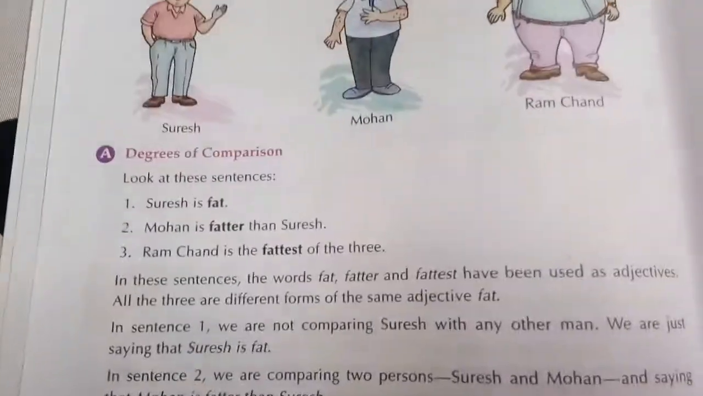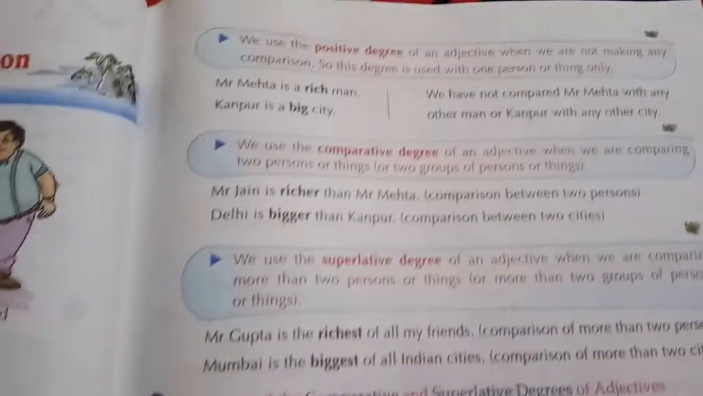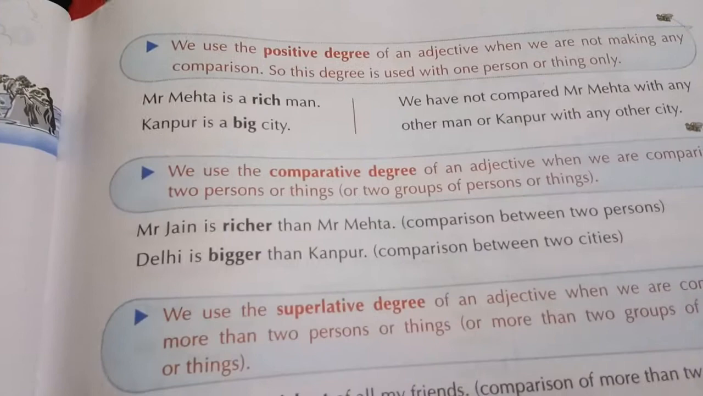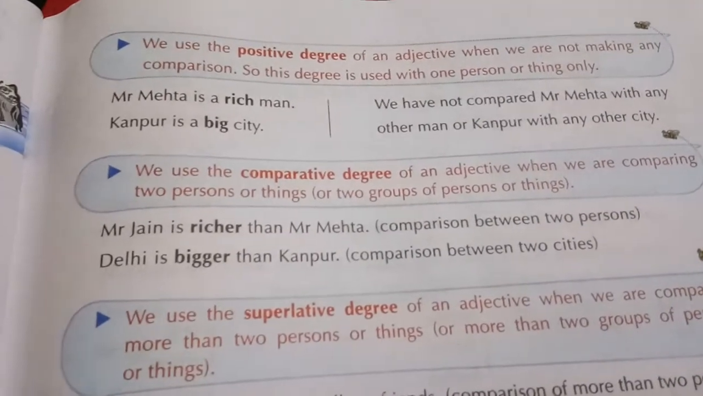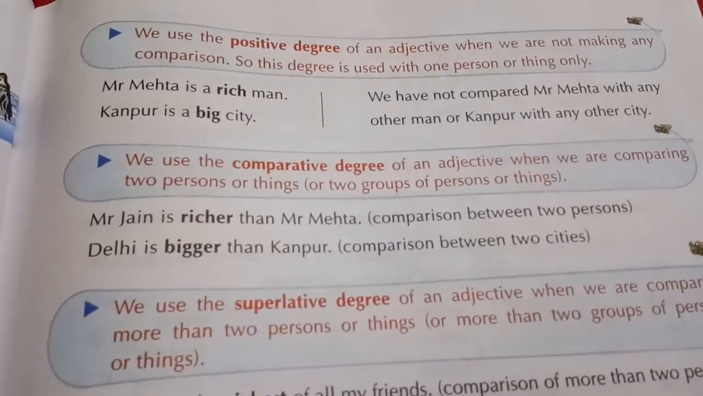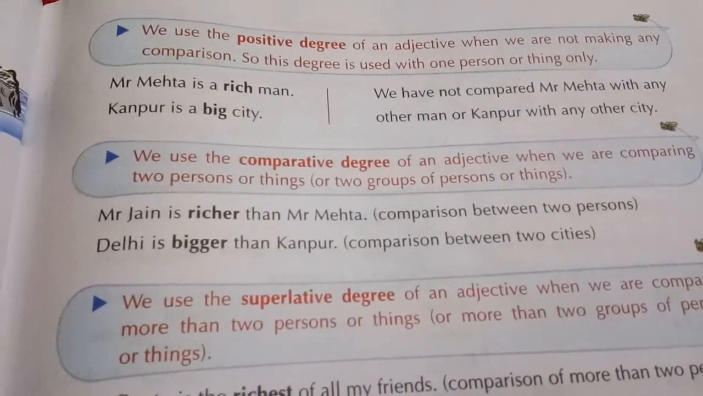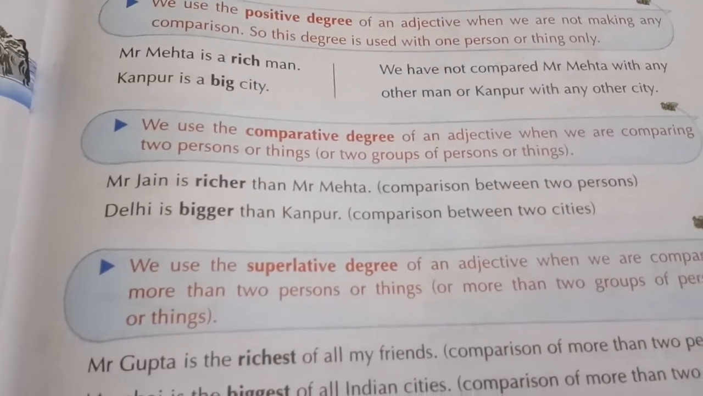How are these made? See, we use the positive degree of an adjective when we are not making any comparison. So this degree is used with one person or thing only. Mr. Mehta is a rich man. Kanpur is a big city. Both are not compared to anything.